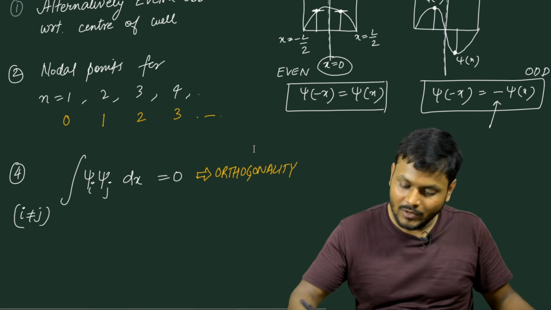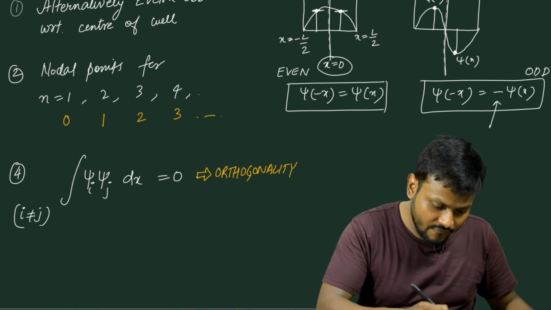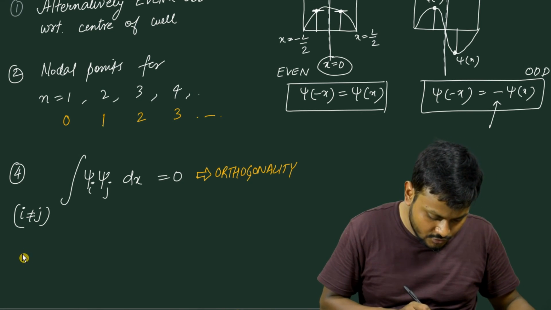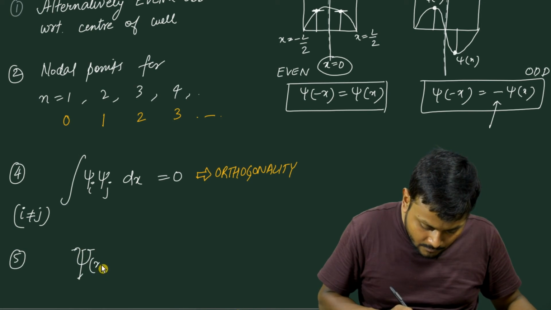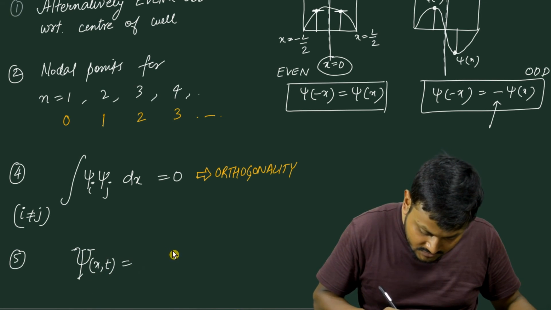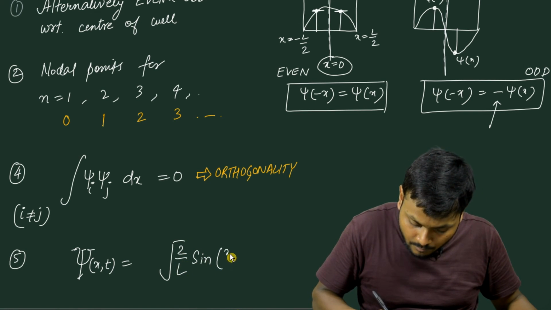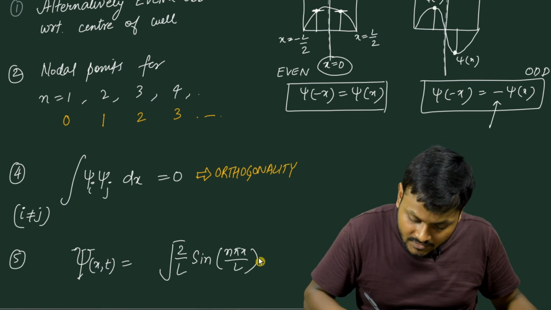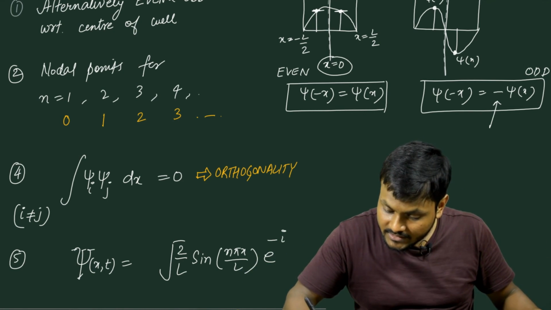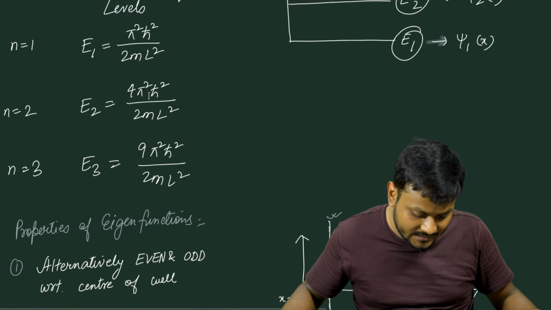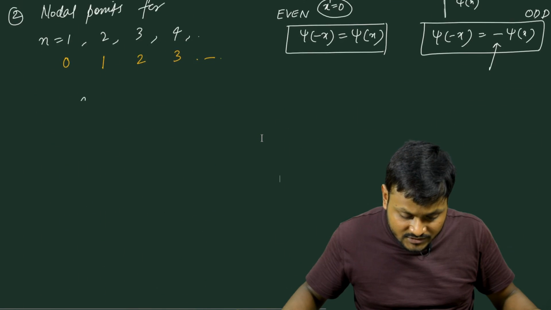So this will always come out to be 0. And finally, if I write the actual wave function solution, I told you that the wave function is a product of the eigenfunction, which is square root of 2 upon L sine n pi x upon L, e to the power minus i E t, where E is what? We just found out that E is this particular expression, n square pi square h cross square by 2 m L square.